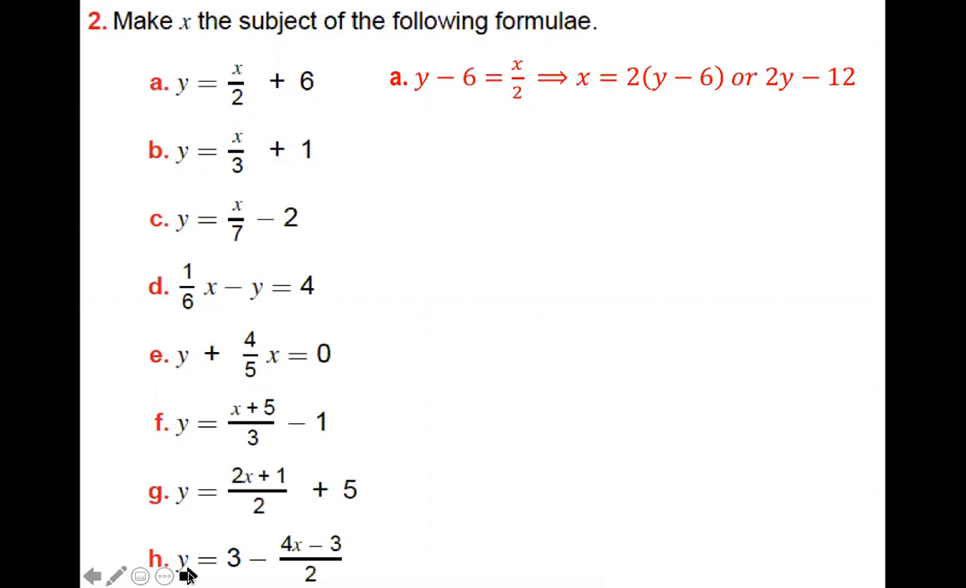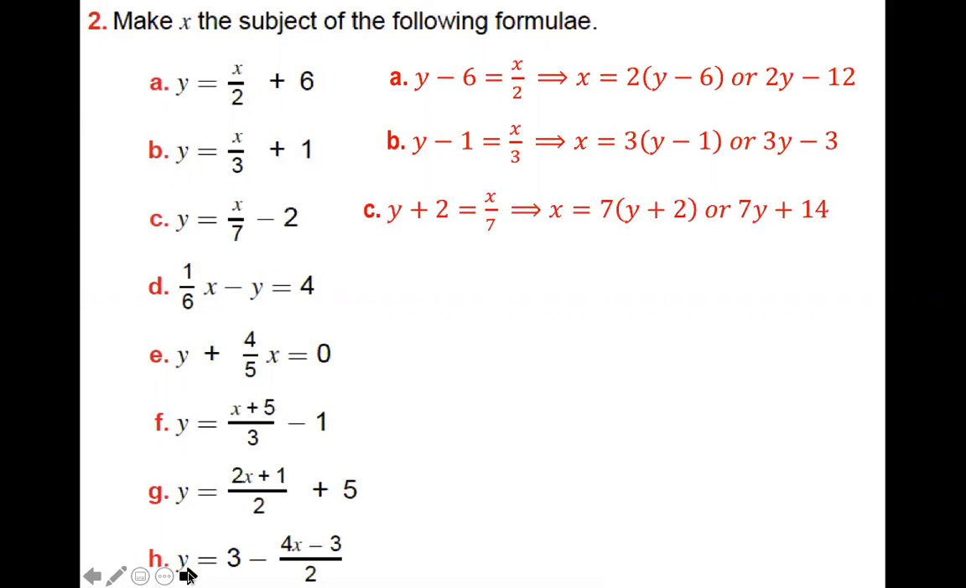The next one, very similar, but it's with a 1 this time that you get rid of, and you times by 3. The next one again, I've got a take away 2, so the opposite of taking away is adding. So you add: y plus 2 equals x over 7, and then you times by 7 both sides. You've got your 7 times y plus 2.